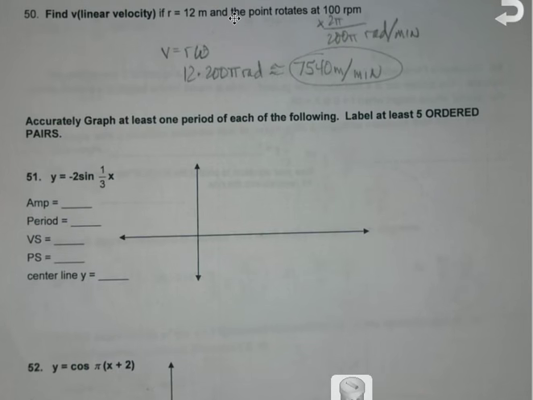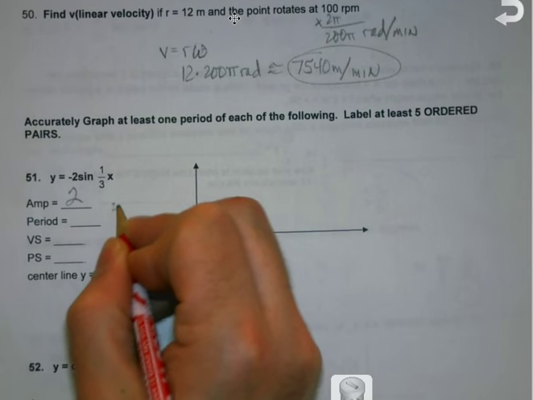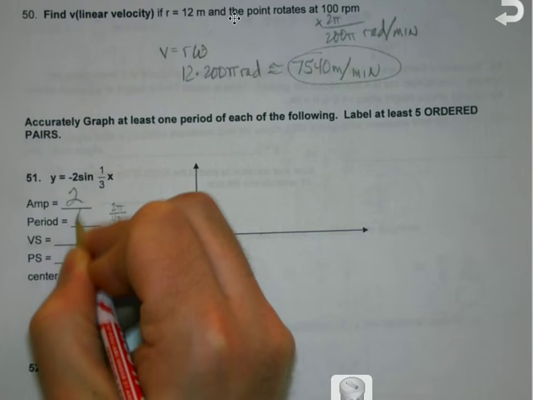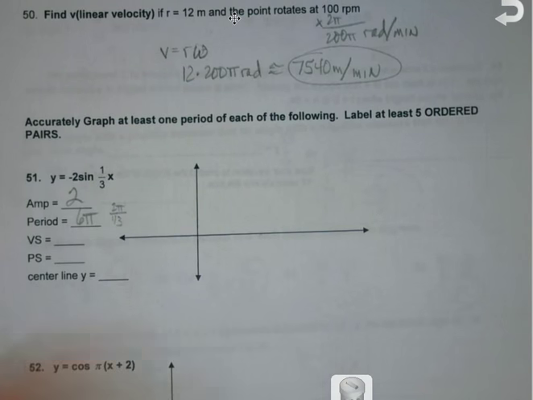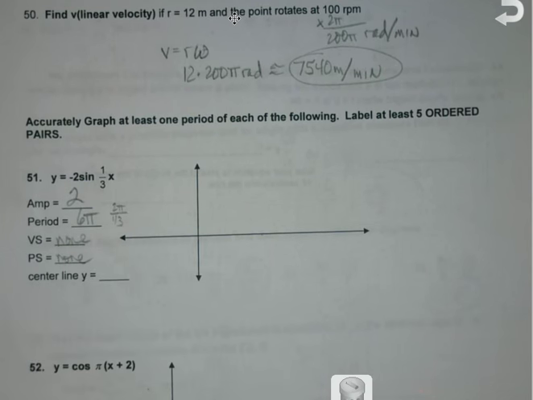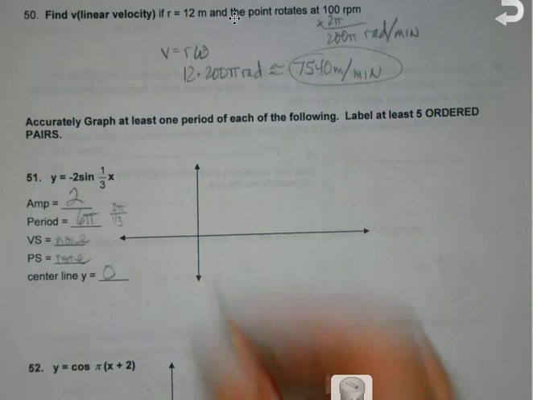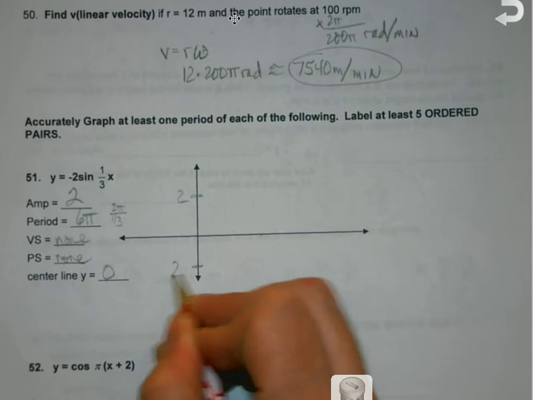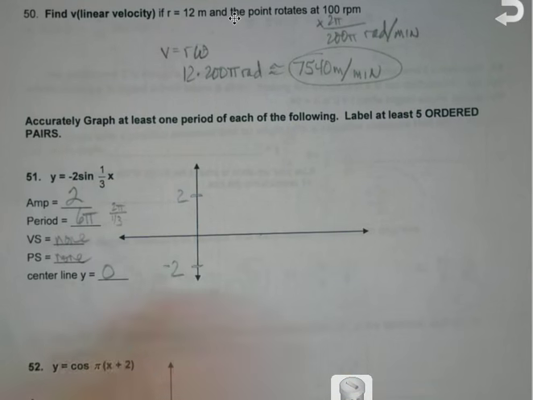And finally, our favorite, graphing. So, accurately graph at least one period of the following. Label at least 5 ordered pairs. As long as you're telling me on the line what point that's at, that counts for me. That's fine. So let's see what we got here. We've got ourselves an amplitude of 2, a period of 2 pi divided by 1/3, which is 6 pi. We have no phase shift, no vertical shift, and since we didn't move anywhere else, our center line is going to be at 0. So I recognize we'll be going from -2 to 2 here.